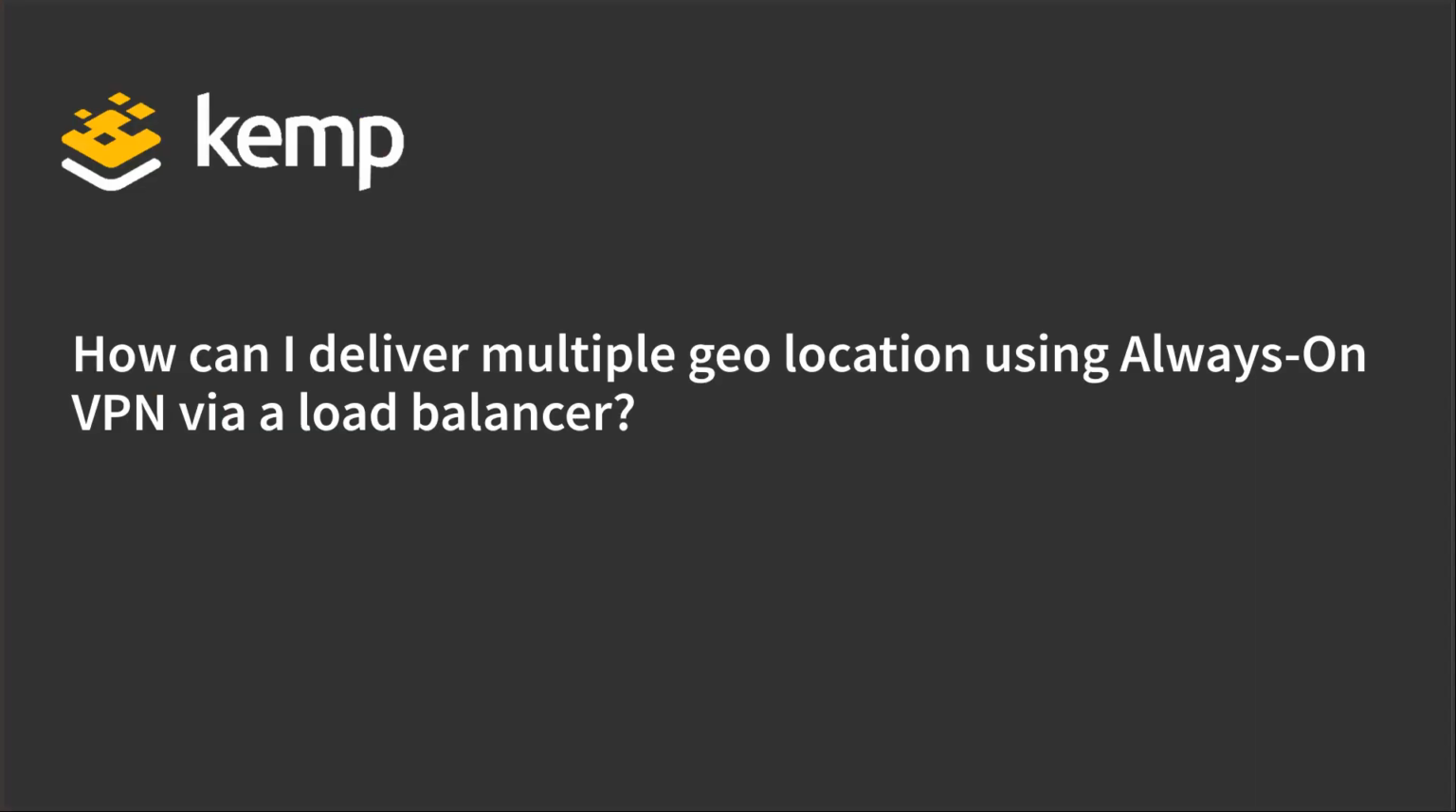So once you have a device tunnel, the machine can be left unattended, connected on the network, and then all the remote maintenance can be performed. Brilliant, thank you. Sid, this is another question that we've been asked a few times. I've obviously put this down as geolocation, but people are asking about multi-site. How can I deliver multiple geolocations using Always On VPN via a load balancer?